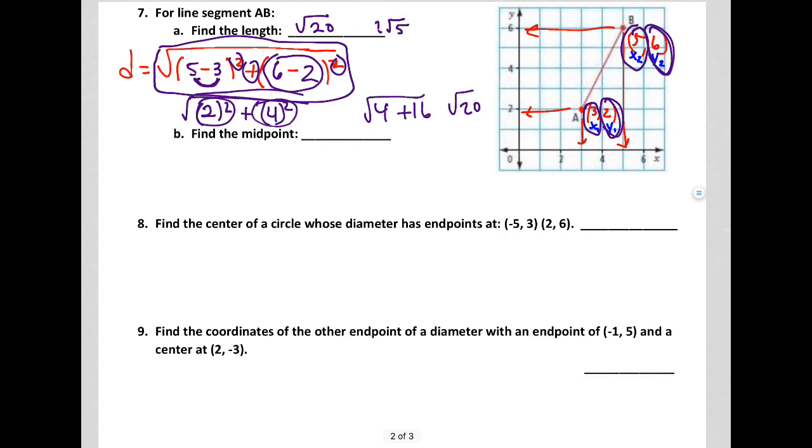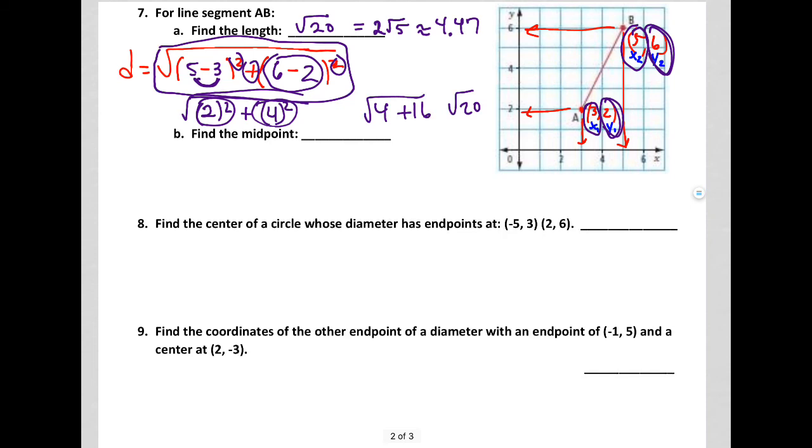So let me get rid of those approximately symbols, but then that is approximately 4.47 if I take it to the nearest hundredth place. Alright, so that is our distance. And make sure it makes sense, which is called plausible.